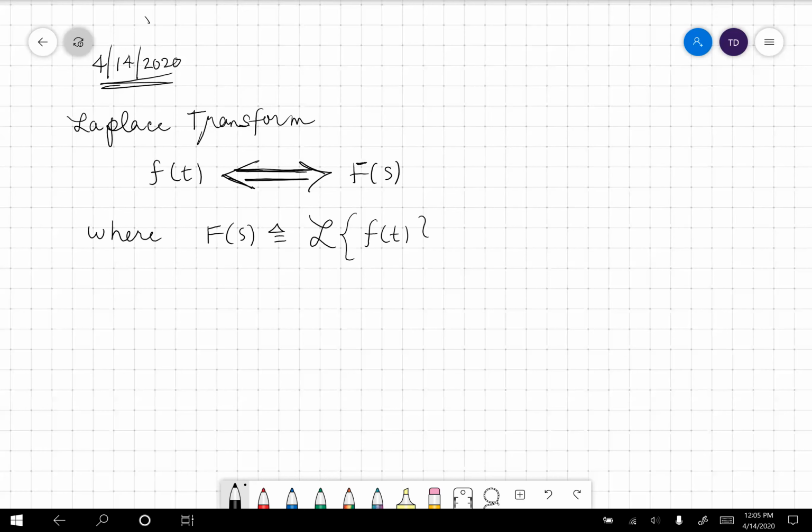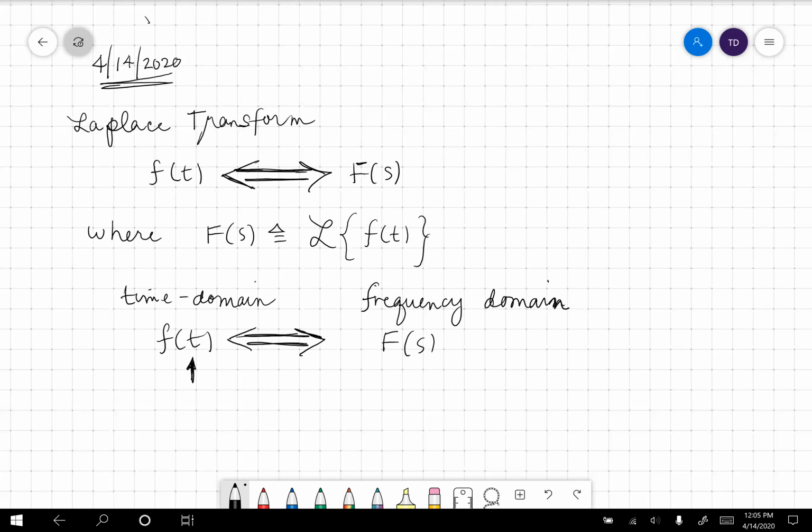So I want you to note that what we're doing is going from the time domain, where time is explicit in the function, that's the f of t part, there's the time right there, and then we're transforming into the frequency domain. And this is F of s over here, so this is the frequency domain. In this world, in the frequency domain, s is frequency.